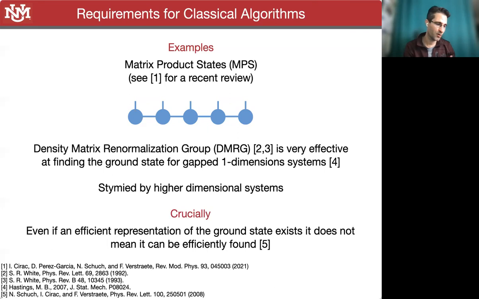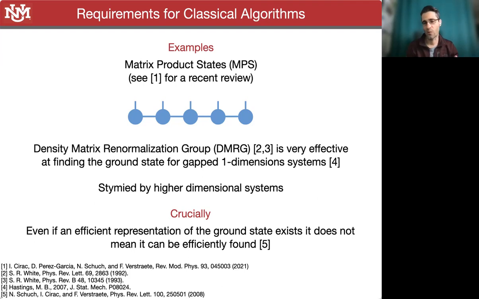are variational algorithms that update the representation to find, let's say, the ground state, and they turn out to be very, very effective for finding the ground state of gapped 1D systems. But where does it run into trouble? When you use, let's say, an MPS state to describe a 2-dimensional system, and you use DMRG, that's where it starts not working very well.